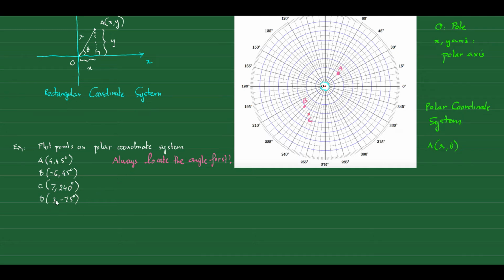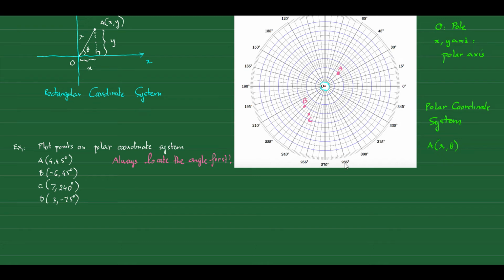And now point D is -75. So -75, we have to go clockwise, right? -75 is about how many? Anyone do a quick 90 minus 75. It's 15, right? Let me see. I just want to be more accurate. 90 minus 75, so 15. So this is 30, 15 over here. So -75 must be this way.